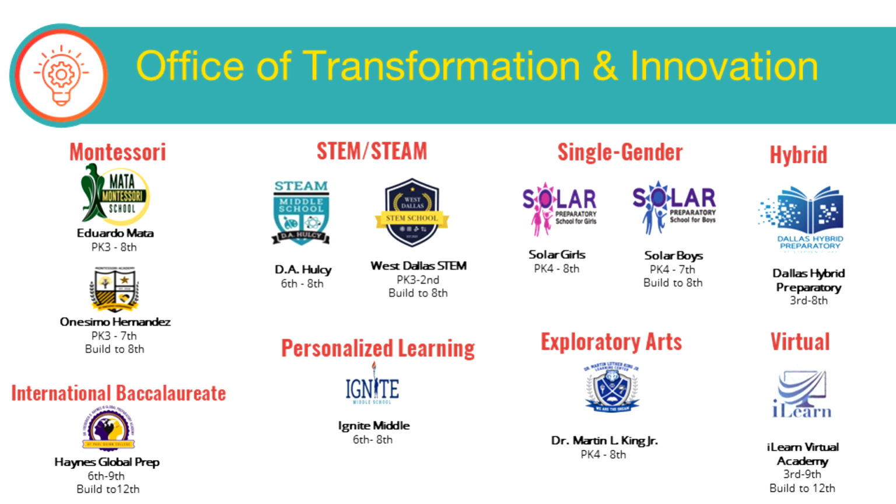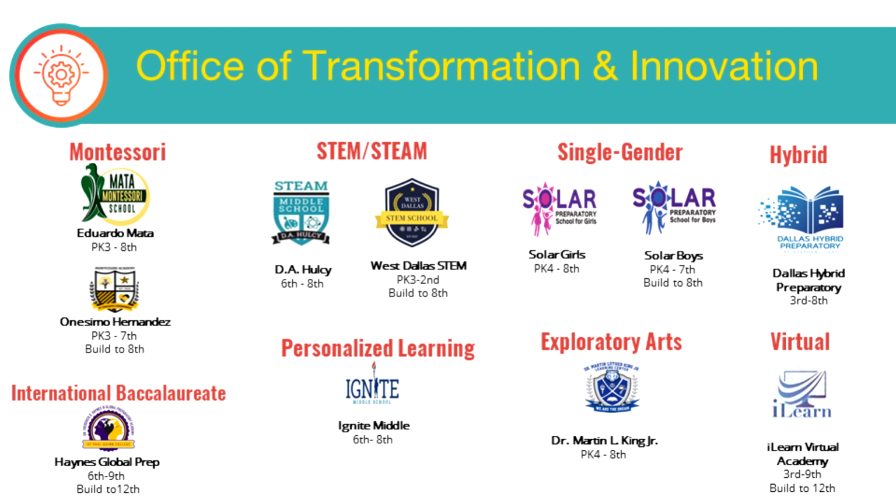Now, let's look at our middle school transformation options. The box underneath each logo shows the range of the grade levels that will be offered at the campuses for the fall of 2024. Families have two Montessori options in Eduardo Mata Montessori or Montessori Academy at Hernandez. Haynes Global Preparatory is our international baccalaureate candidate campus located at Paul Quinn College. Our STEM models include D.A. Holsey and West Dallas STEM.